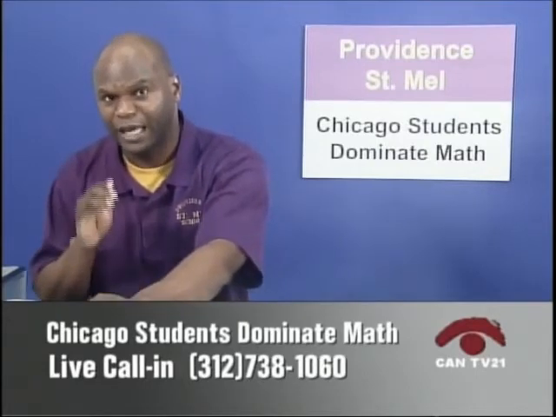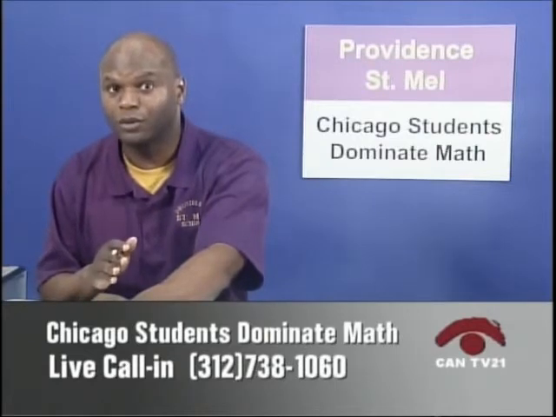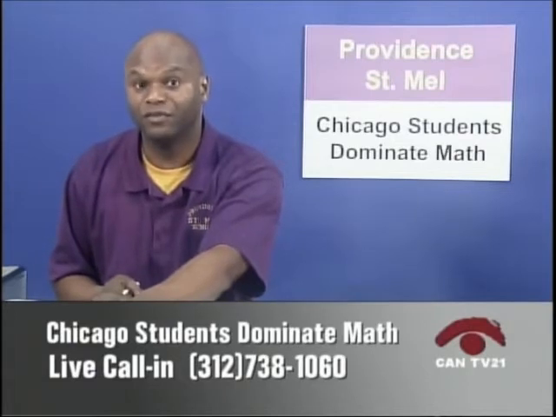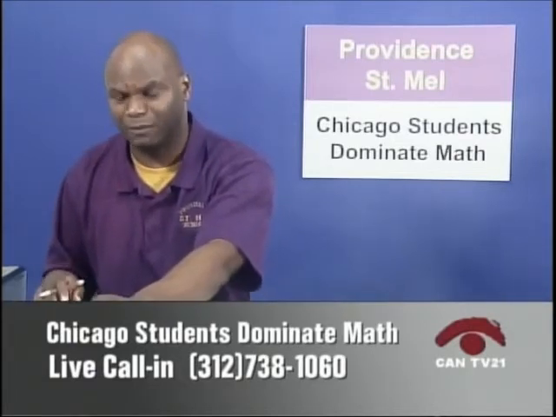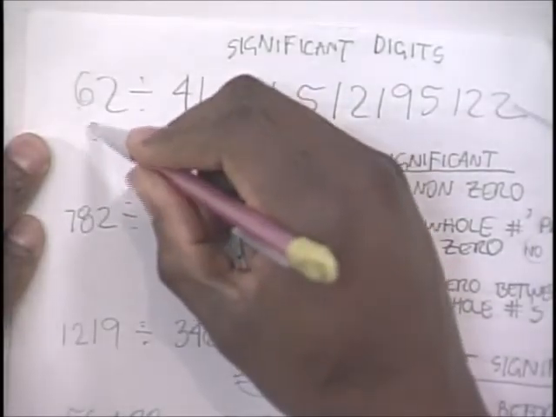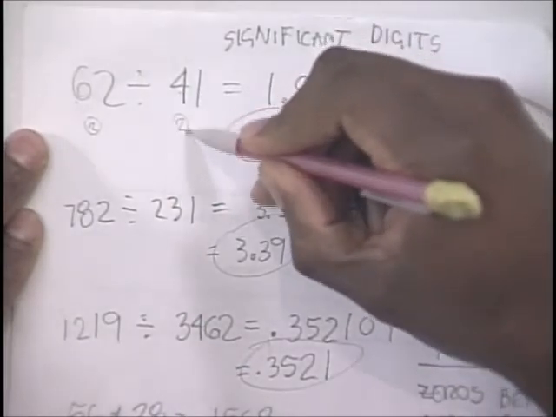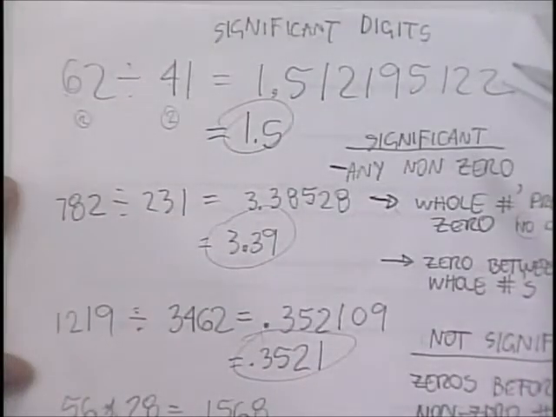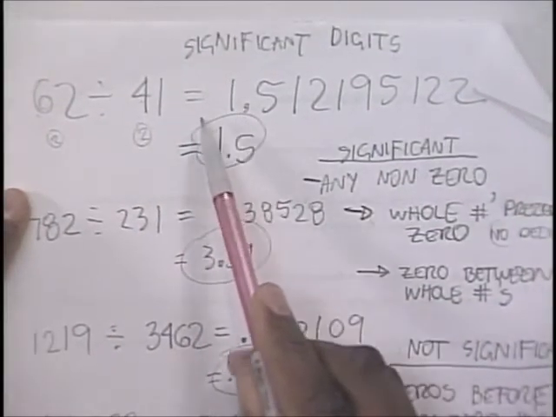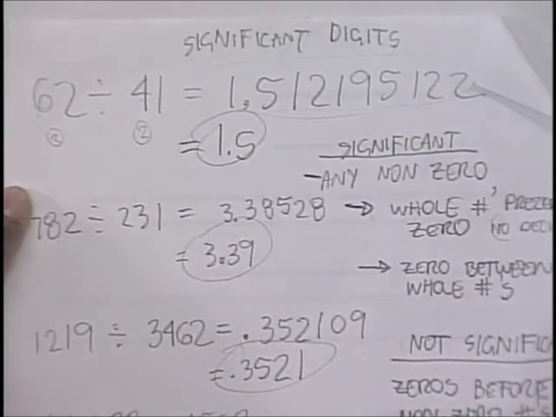All right, so again, any number that is non-zero, whether with a decimal or without, those digits are significant. Let's take a look at a couple of problems. 62, that's 2 significant digits because they're non-zeros. 4 and 1, that's 2 significant digits. If you divide those two, which we have done by hand, you'd get a very, very long decimal.